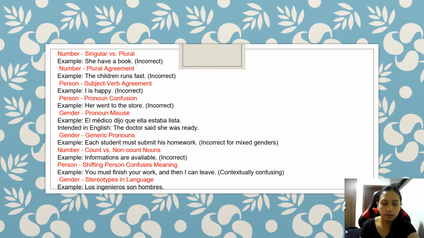And other example is a number, count versus non-count nouns. For example, "information are available." This is incorrect. The correct is "information is available." Mixing count and non-count nouns affects meaning and grammatical accuracy.